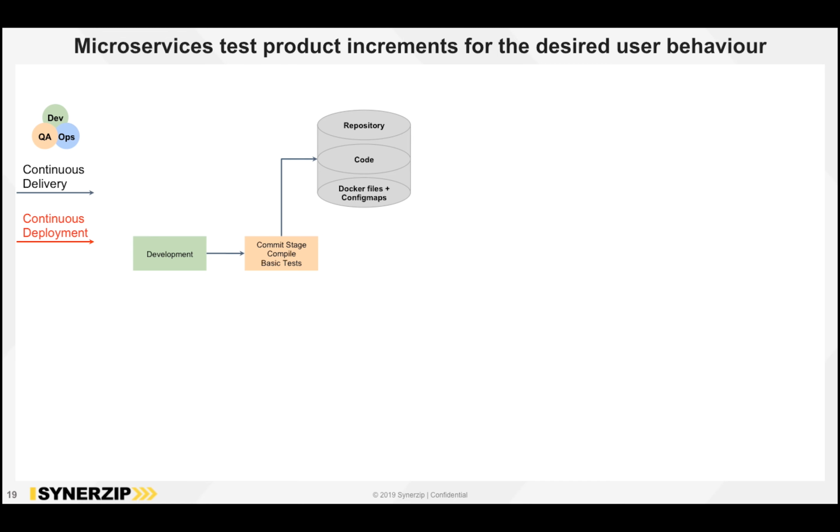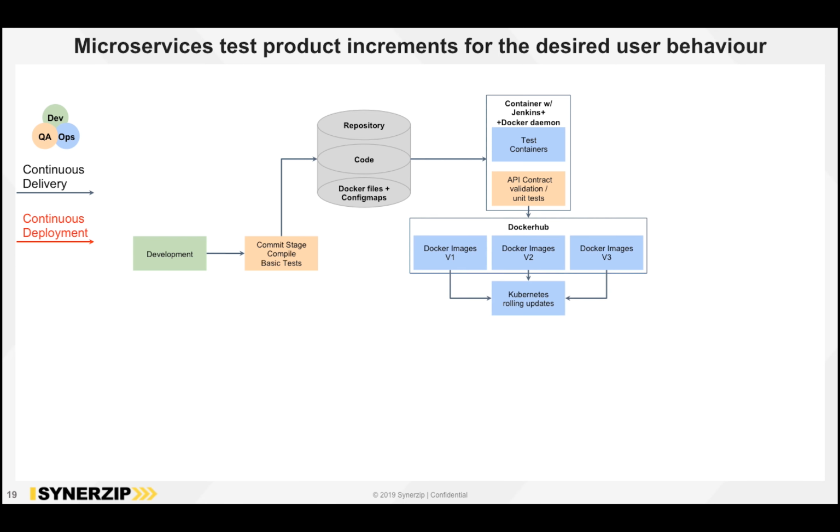Once that happens, you have the next stage wherein Jenkins will get triggered, and in Jenkins you'll have a test container that will automatically be brought up. That test container will run tests like whether the API contracts are valid, whether for a JSON you are getting the desired JSON output. It will also conduct certain unit tests, and then this will spit out the Docker images and put them in the Docker Hub repository. And you will have several versions of those stored in a repository.